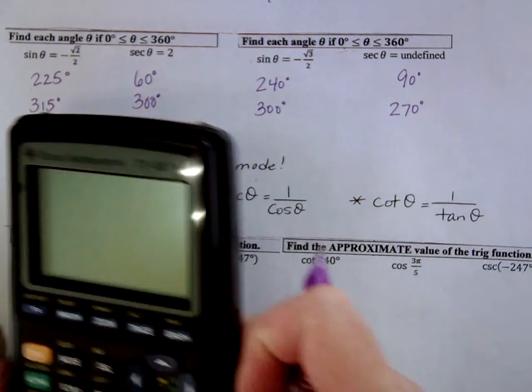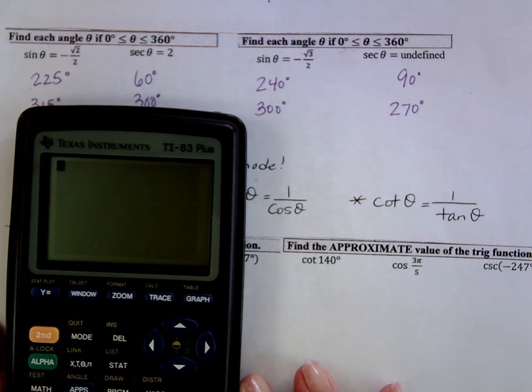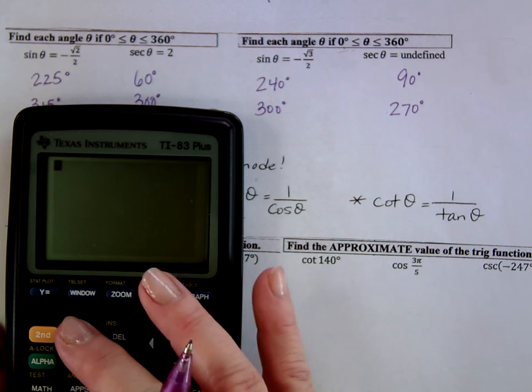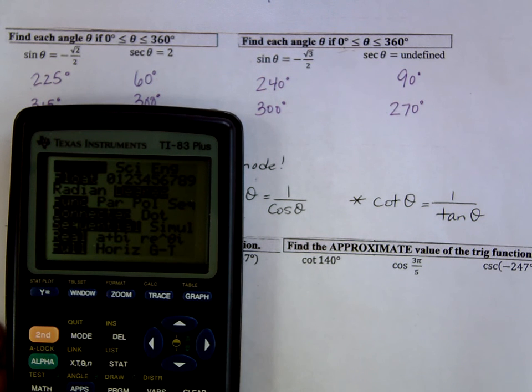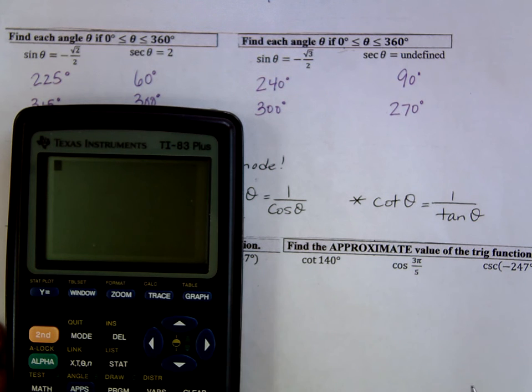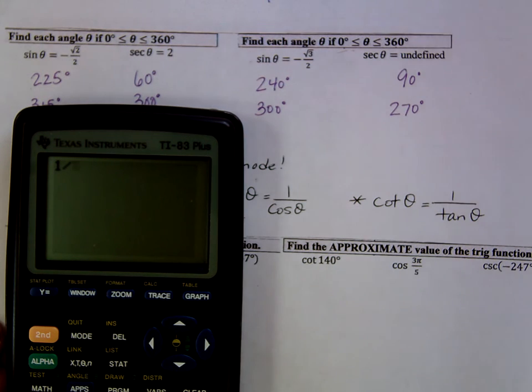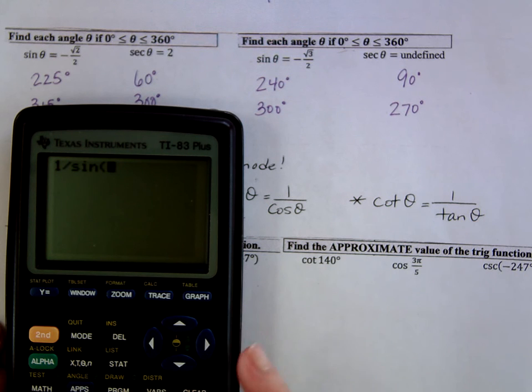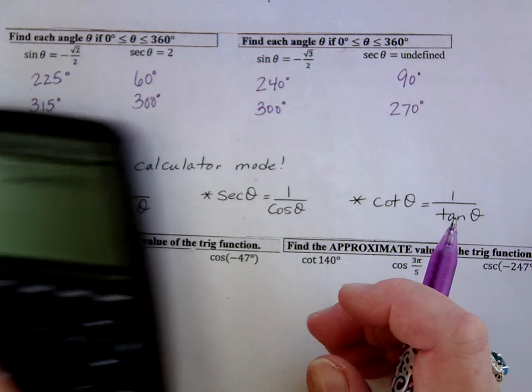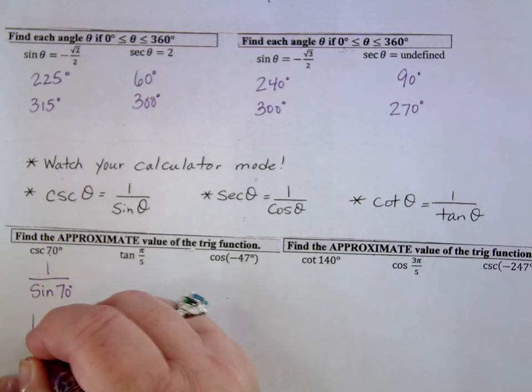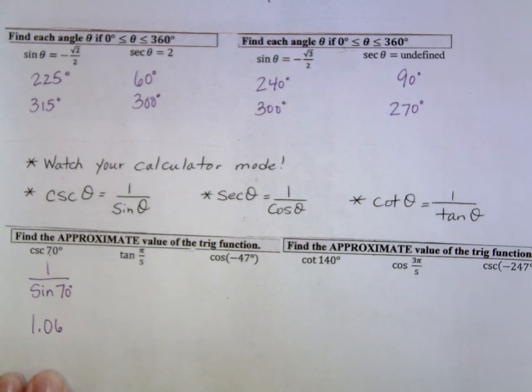So let me show you how it works. So in my calculator, first of all, I've got to check my mode. And degrees is highlighted, so I'm good. I can keep going. And I'm taking 1 divided by the sine of 70. So put it in just like that, 1 divided by the sine of 70, and it gives me my answer, 1.06. So my answer for this first one is 1.06. You can round it to 2 or 3 decimal places, whatever works for you.